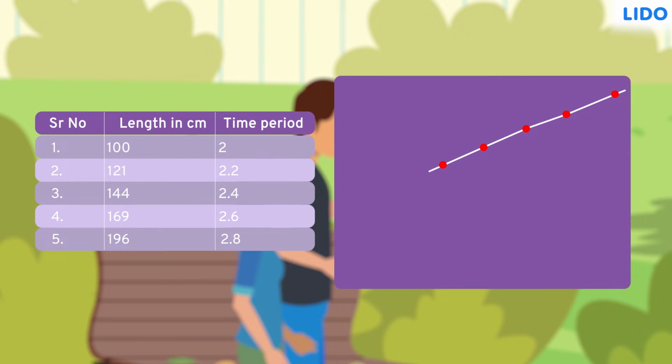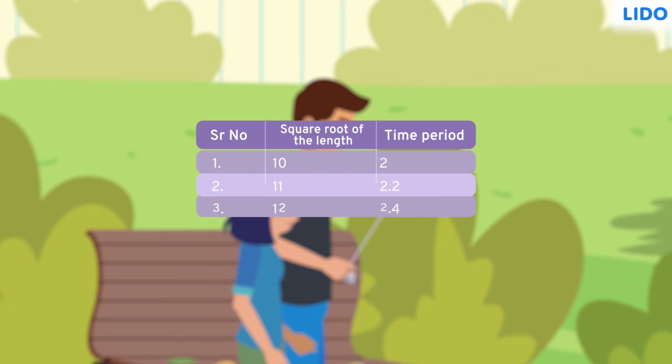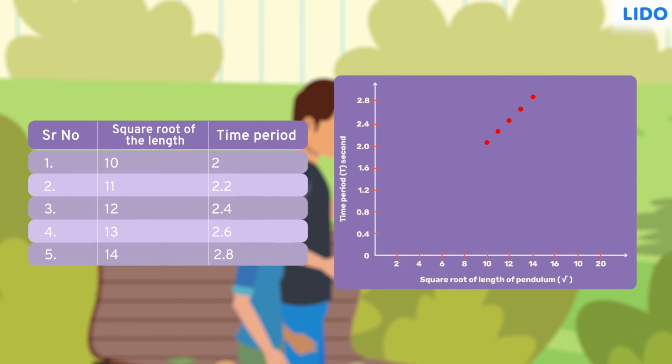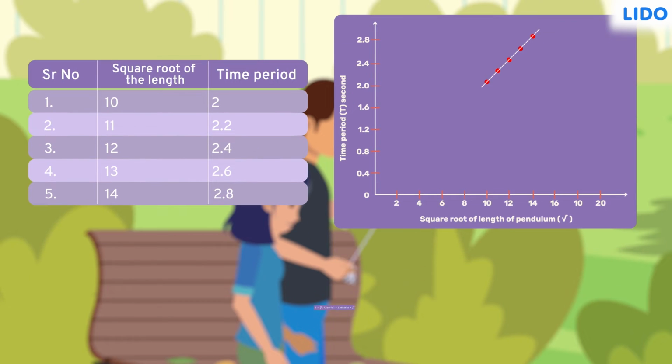But if you first find the square root of the length and then plot it against the time period, then the graph shows a straight line. This shows that the time period is proportional to the root of the length of the pendulum. So we get T is proportional to the root of L. Clearly, T is equal to a constant multiplied by root L.